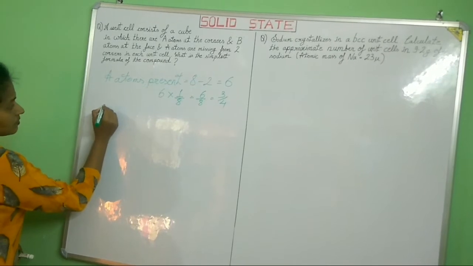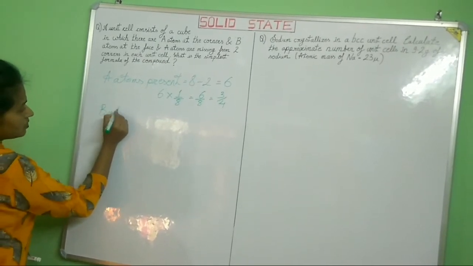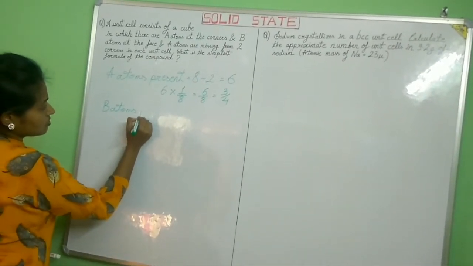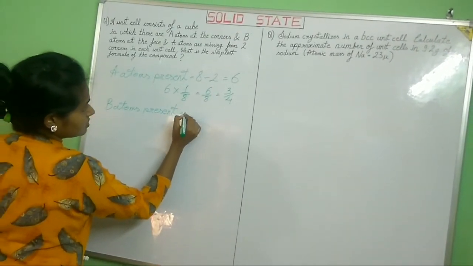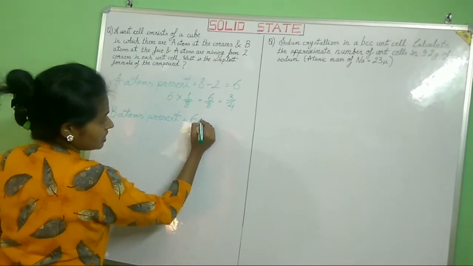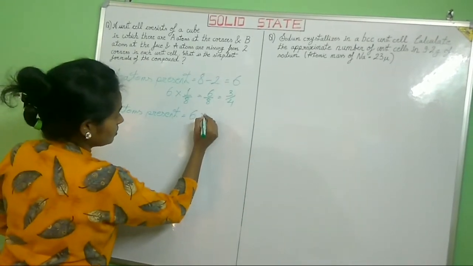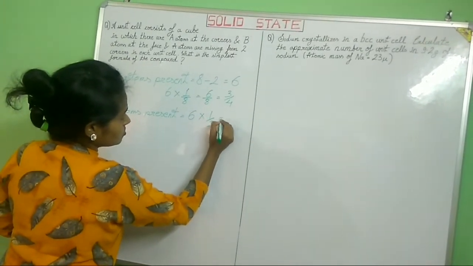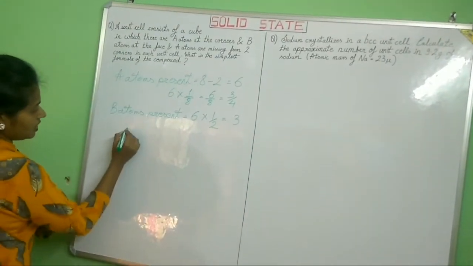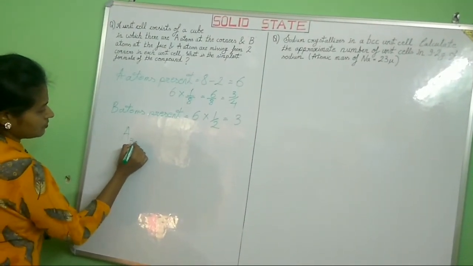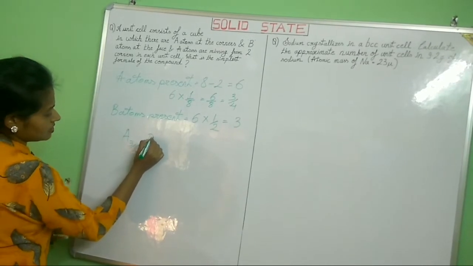And B atoms present will be, as there are 6 faces, so 6, and each atom at the face contributes only half, so 3. And now A atoms present is 3 by 4 and B is 3.